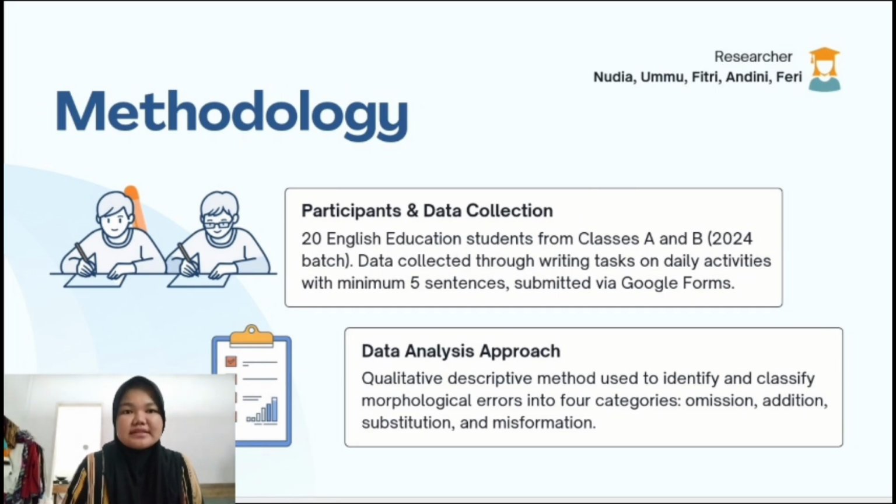After collecting the data, the researchers analyzed the students' writing and classified the errors into 4 categories: omission, addition, substitution, and misformation. This analysis helped the researchers determine the dominant types of errors and understand the possible factors causing those errors.